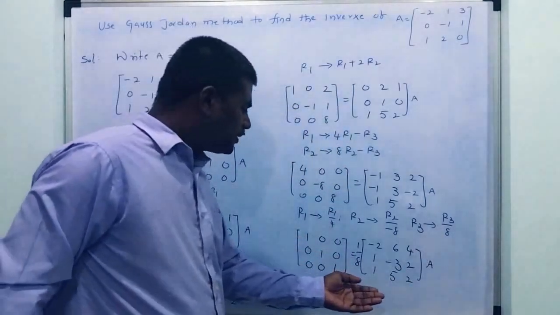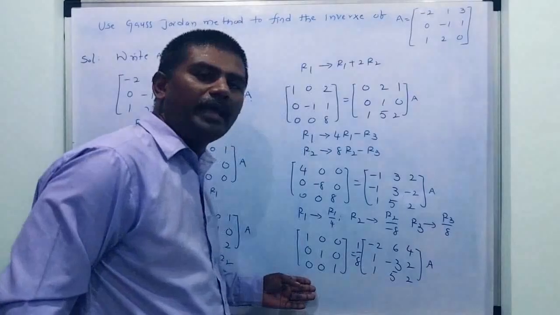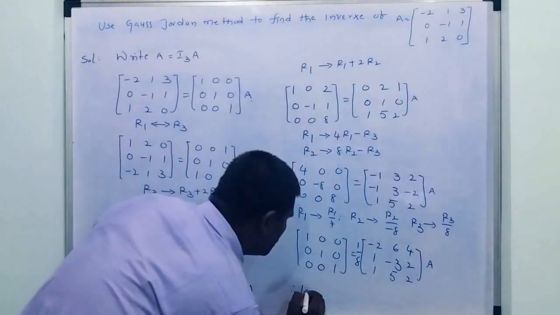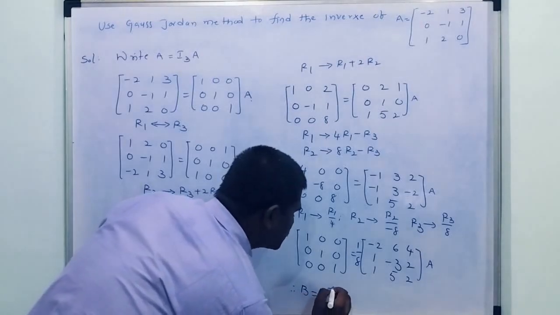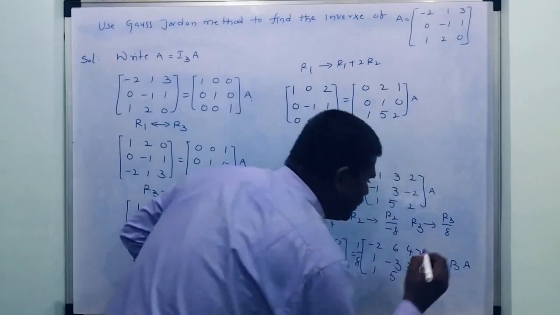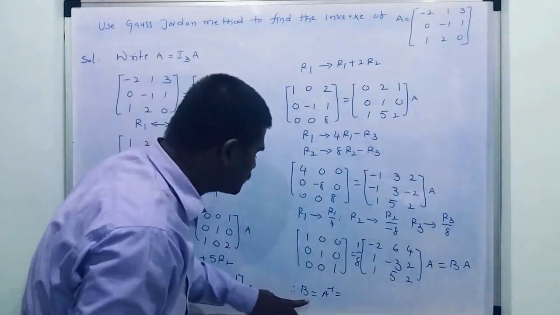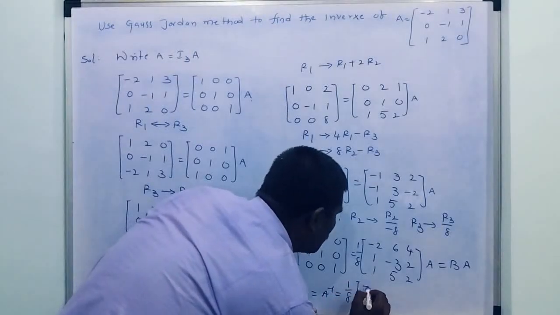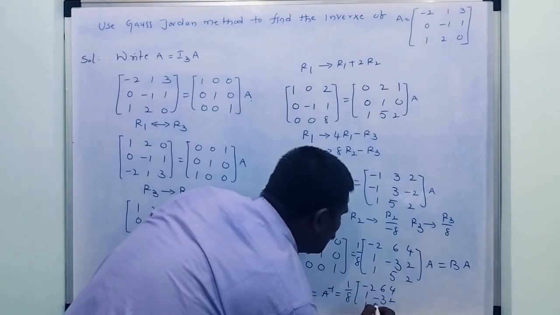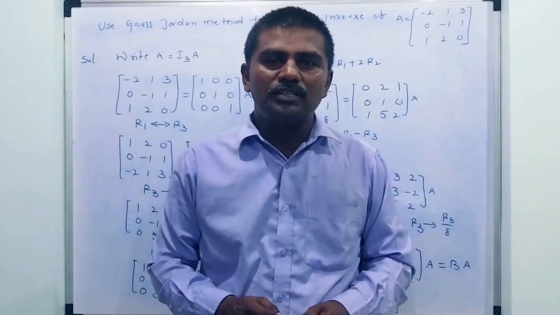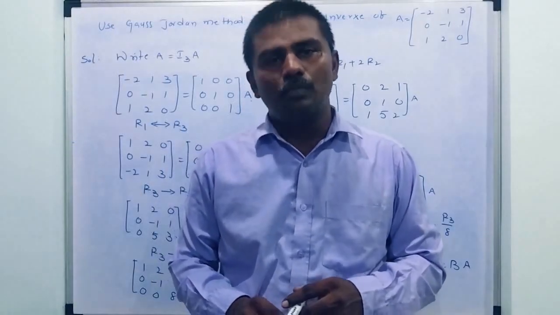You can notice that BA is equal to I. So your B is the required inverse. Therefore, B is equal to A inverse. Which means this can be denoted as BA, where B is your required inverse. So B is equal to A inverse is equal to 1 by 8 into minus 2, 6, 4, 1, minus 3, 2, 1, 5, 2. This is the way to find the inverse of a matrix by using Gauss Jordan method.